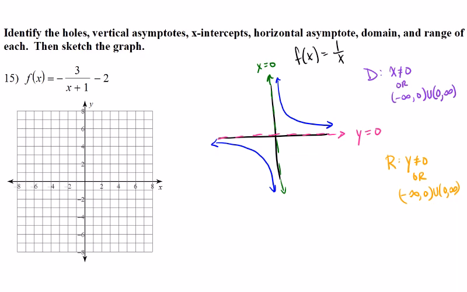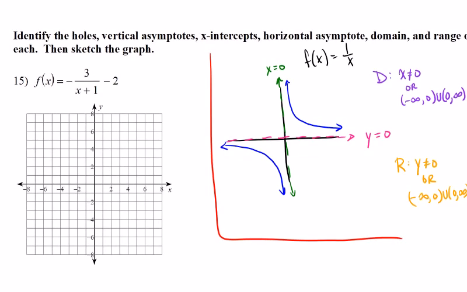All right, so this is our parent function that we just talked about. So now here we have a reciprocal function. I can tell because x is on the bottom all by itself. There's no other x anywhere else. And so this is a reciprocal function, and we have a bunch of transformations going on, okay? So let's identify these things.